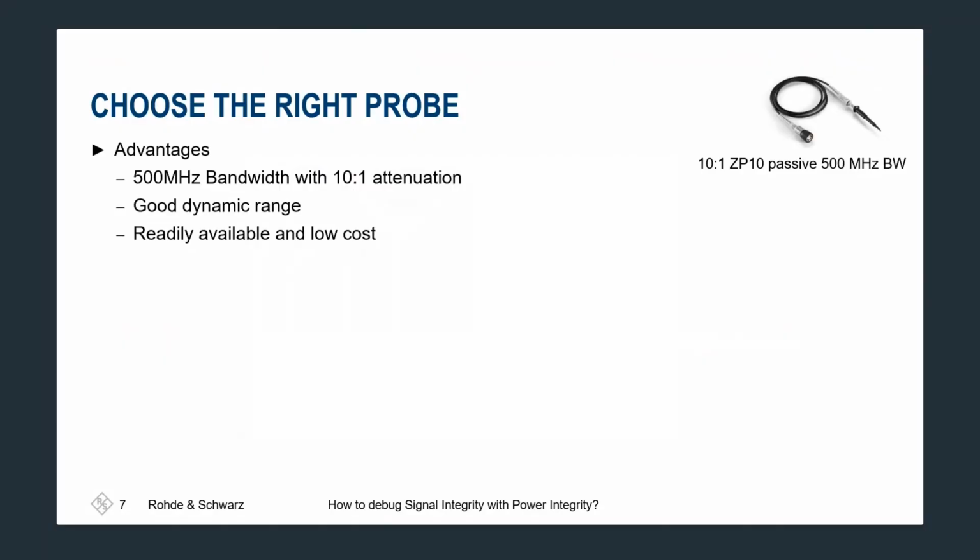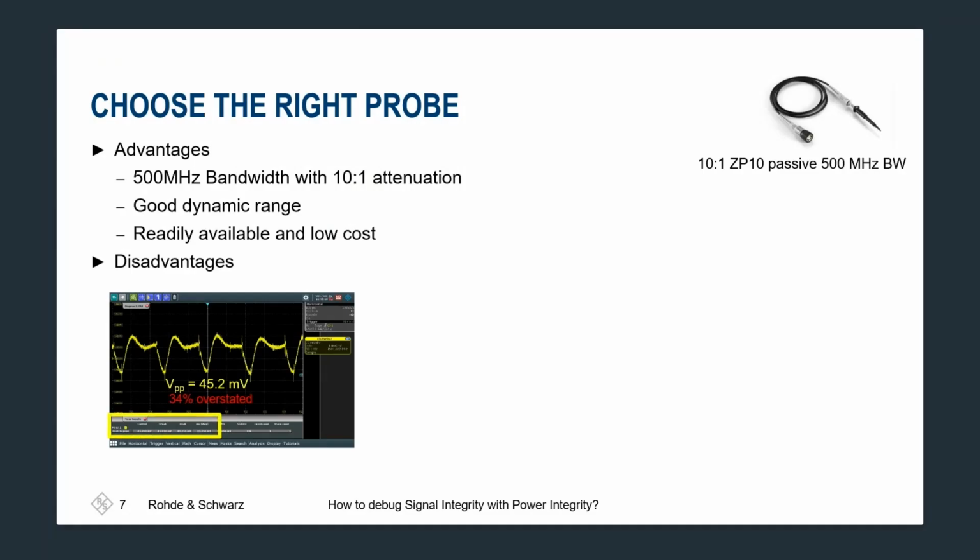Let's take a look at the probes that are typically used in power rail measurements. The first probe type is the single-ended 10:1 passive probe. Some of the advantages of these probes are: 500 MHz bandwidth with 10:1 attenuation, good dynamic range, and low cost.